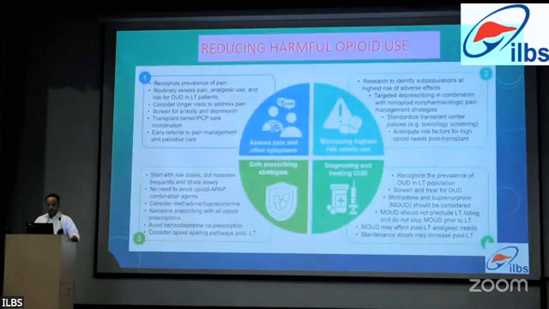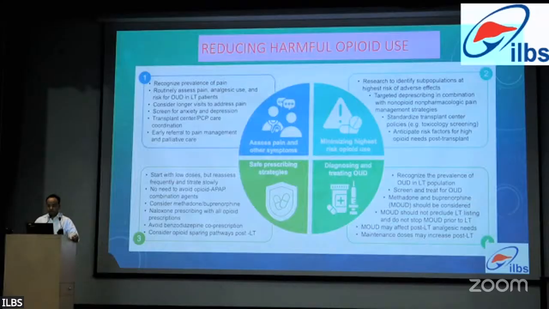So these are the 4 main pillars by which we can reduce the harmful opioid use. First is to assess the pain and the other symptoms. All patients, especially the chronic liver disease patients, should be assessed for anxiety and depression, and they should be referred to the pain clinic and the palliative care clinic as soon as possible.